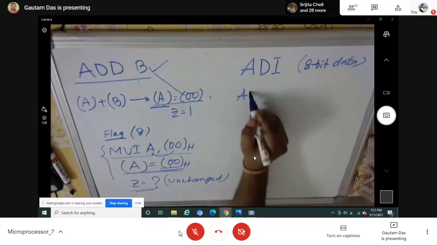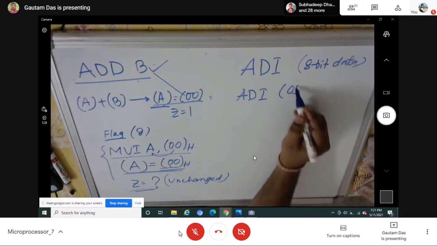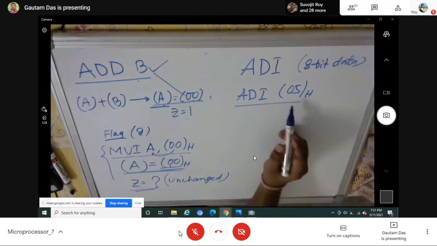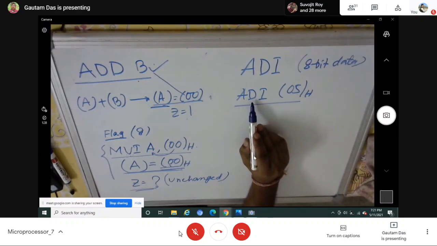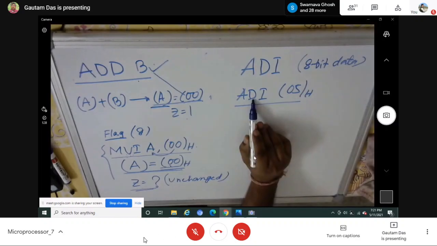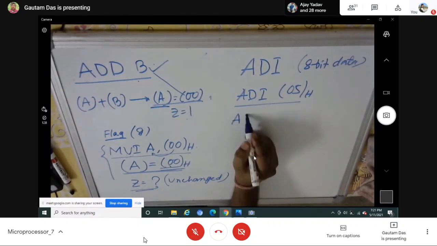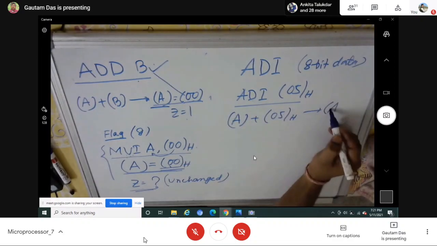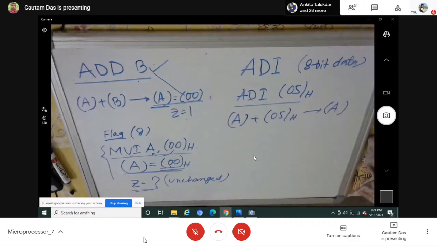That means, specifically, if I write ADI 05, what operation will it do? It will add between whom? One data is 05. Where is the other data? As it is an arithmetic instruction, it is implied that the other data is in the accumulator. That means the content of the accumulator will be added with this data 05, and the result will be stored in the accumulator. This is the meaning of the ADI instruction. And again, it is an arithmetic instruction. Depending on the result in the accumulator, the flag value will be changed accordingly.